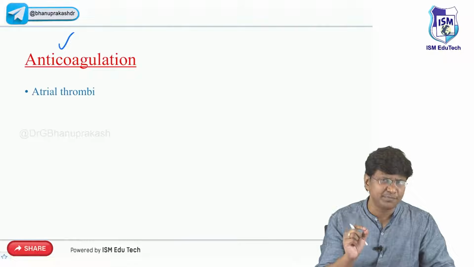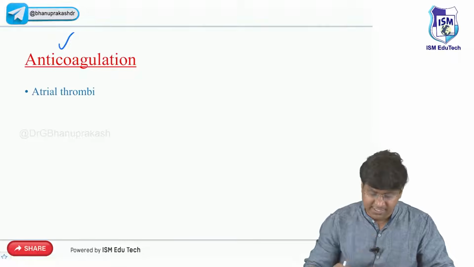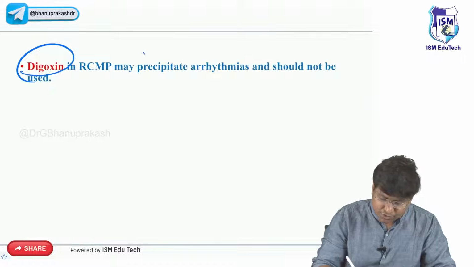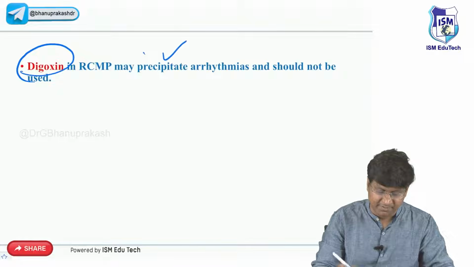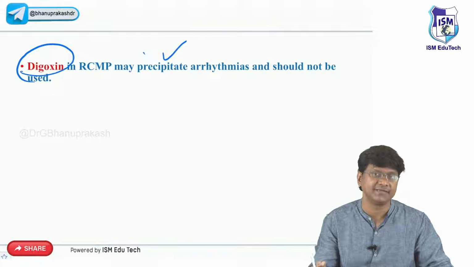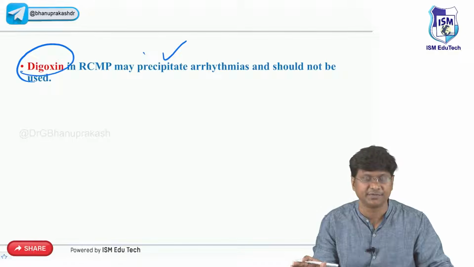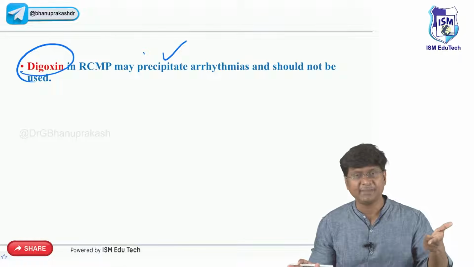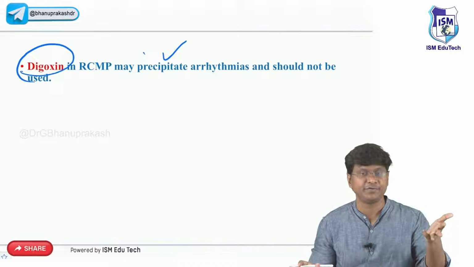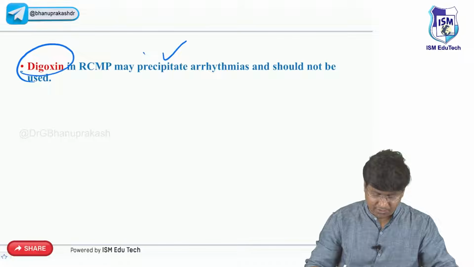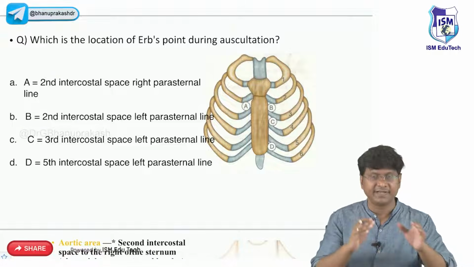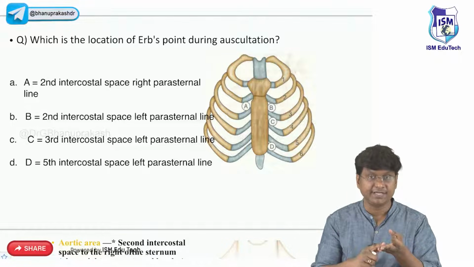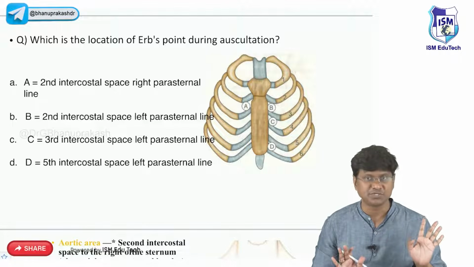And one more important point regarding the treatment is digoxin. Can we give digoxin in restrictive cardiomyopathy? Remember, digoxin should be avoided in restrictive cardiomyopathy because it can precipitate arrhythmias. So, no digoxin in restrictive cardiomyopathy. So, that was about your cardiomyopathies: dilated cardiomyopathy, peripartum cardiomyopathy, Takotsubo cardiomyopathy, hypertrophic cardiomyopathy, and restrictive cardiomyopathy. Now, once we are done with the cardiomyopathies, we will take up some basic topics: heart sounds, cardiac murmurs, arterial pulse, and JVP. So, these are the topics which we will be discussing now.